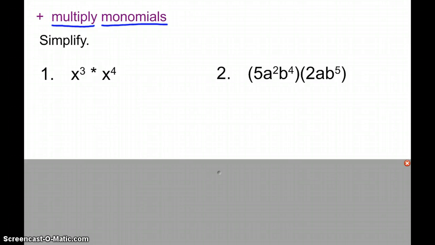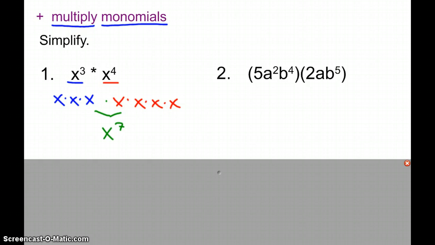And so if we were to expand x to the third power, we would really be taking x times x times x. With x to the fourth power, we're really taking x times x times x times x, and so we would have 4 x's being multiplied together, and then in the end multiplying the 3 x's from x cubed, the 4 x's from x to the fourth, and if we multiply all those x's together, we end up with an expression of x to the 7th power.